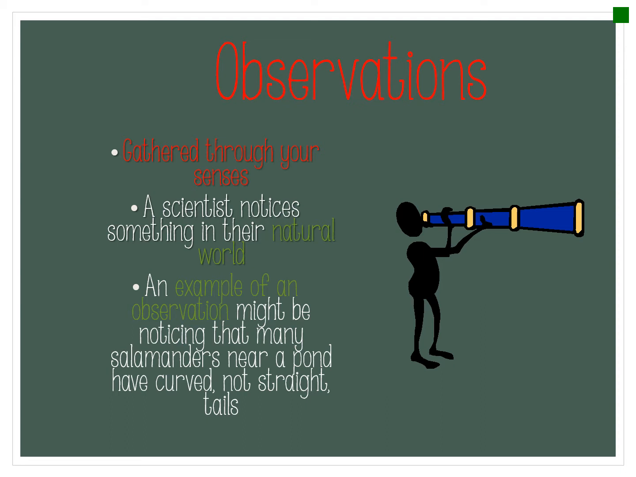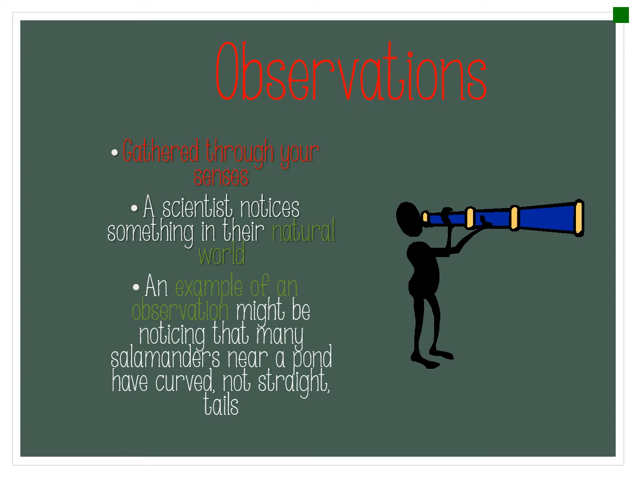All right, so the first part of the scientific method is obviously making an observation. You have to notice something. Now this is going to be something in the world that's around you. It can be about salamanders, it can be about sneakers, it can be about the sun, it can be about water. It literally can be about anything.